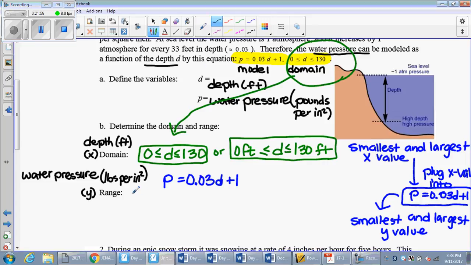So we're going to do two evaluations. We're going to do P of 0 and P of 130. I pulled those values straight from the domain. So P of 0, using this as my model, will be 0.03 times 0 plus 1. Well, anything times 0 is 0. So that becomes 0 plus 1, which is 1.